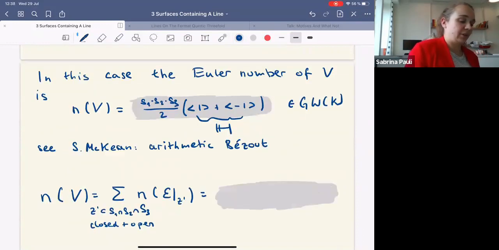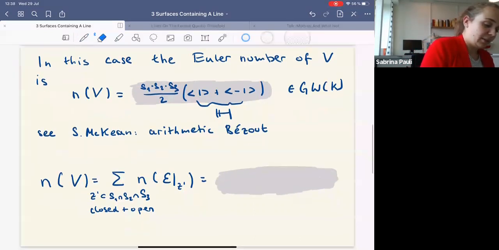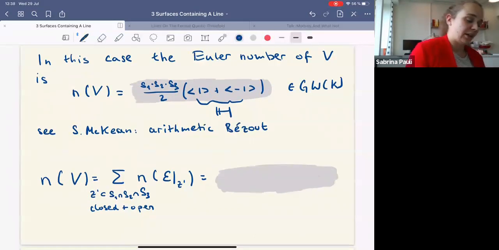This you can, for example, look up in Stephen McKean's paper, who wrote a paper about an arithmetic version of the Bézout theorem, where he finds a Bézout theorem valued in the Grothendieck-Witt group of K, and he also gives a geometric interpretation of those local contributions of those intersections. Okay, now let's go back to this excess intersection formula for Euler numbers.